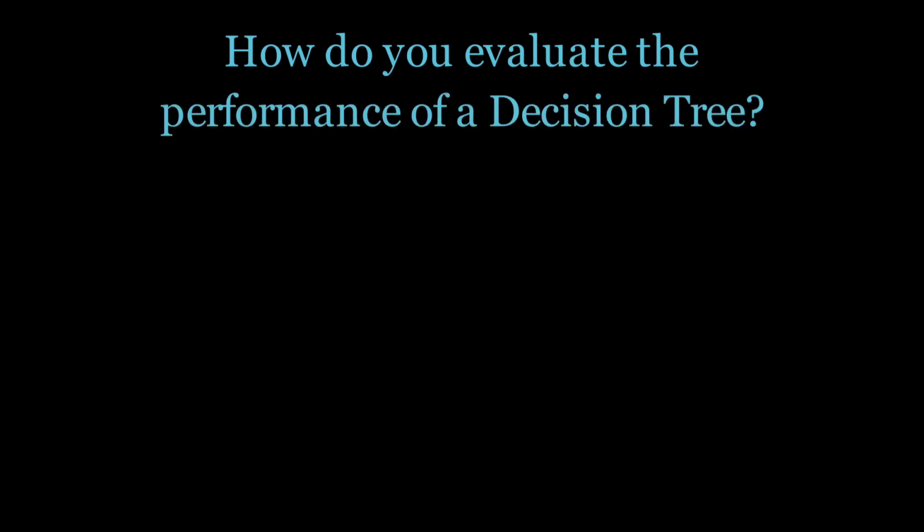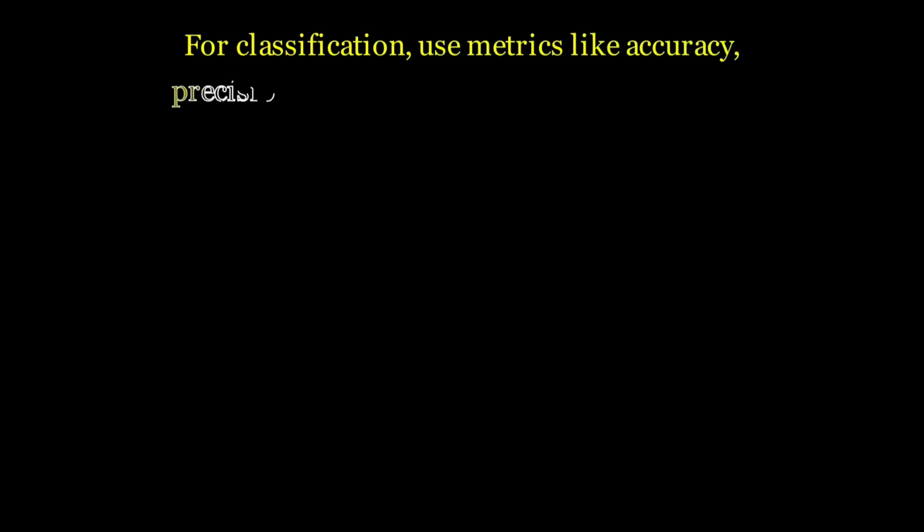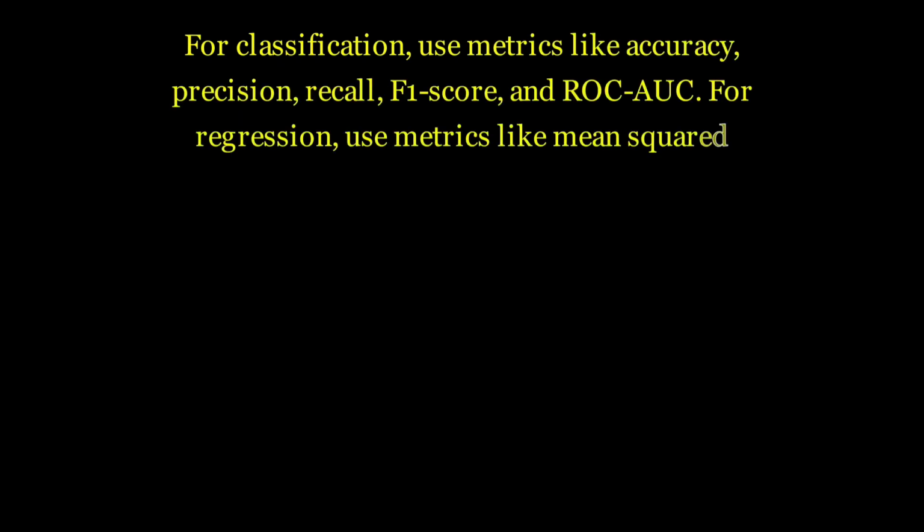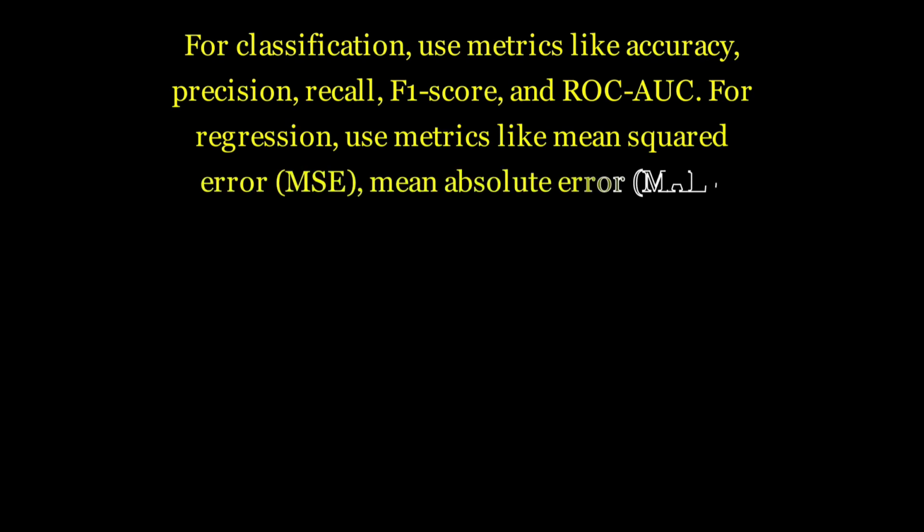How do you evaluate the performance of a decision tree? For classification, use metrics like accuracy, precision, recall, F1 score, and ROC AUC. For regression, use metrics like mean squared error (MSE), mean absolute error (MAE), and R squared.